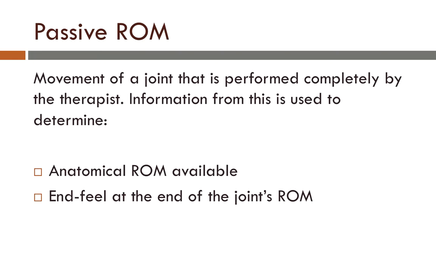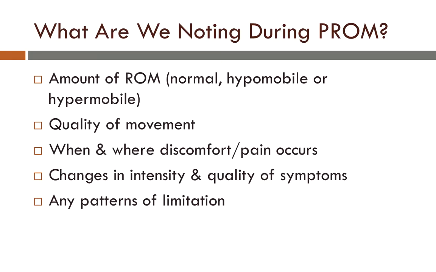What is passive range of motion? Passive range of motion is movement of a joint that is performed completely by the therapist. Information from this type of movement is used to determine the anatomical range of motion available and the end feel at the end of the joint's natural range of motion.